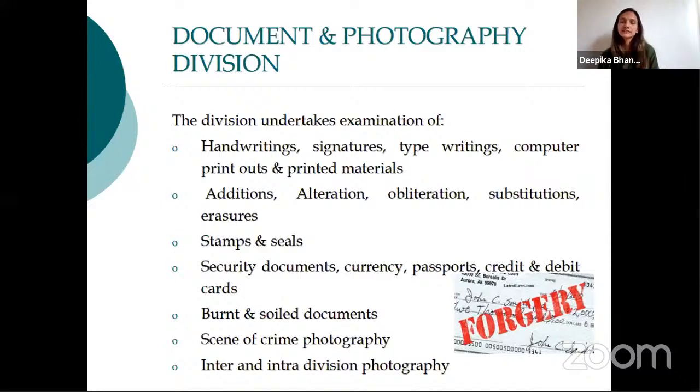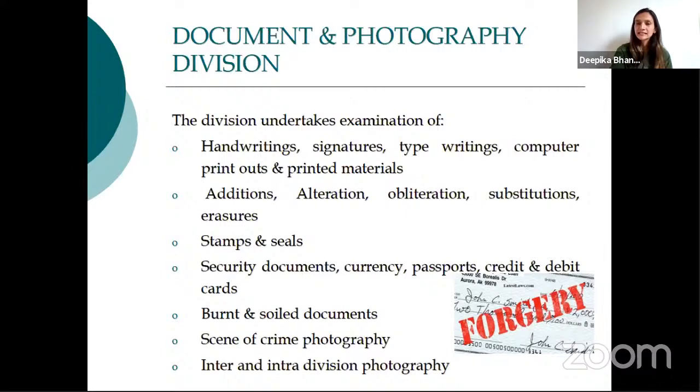Then the very important division is the document and photography division. It deals with handwriting, signature analysis, typewritings and computer printouts and printed materials. We look for additions, adulteration, alterations, obliterations, substitution, and erasures.